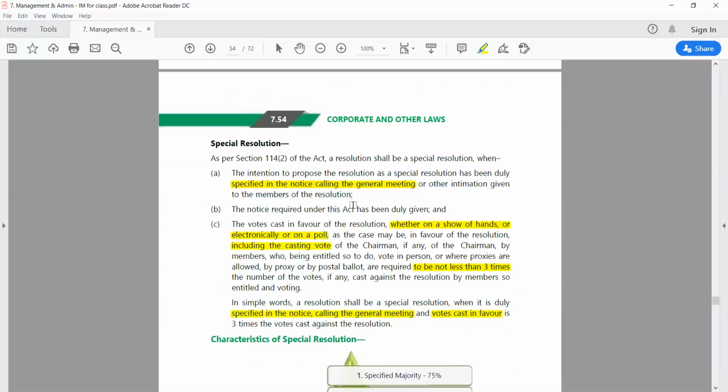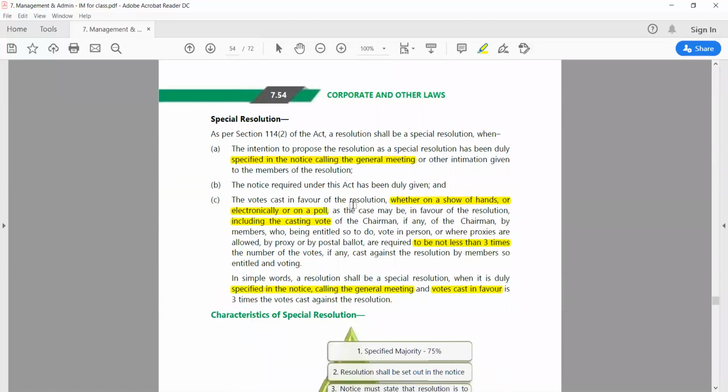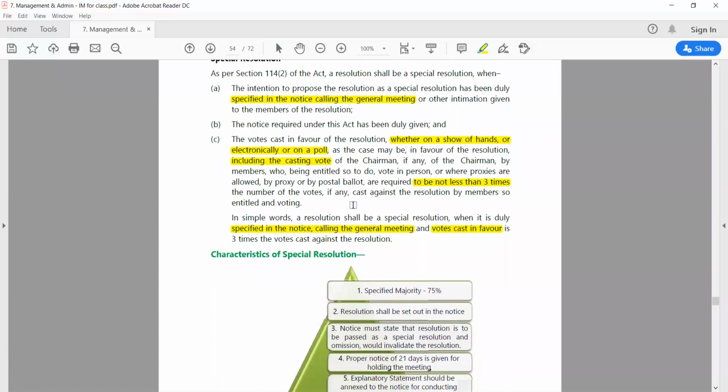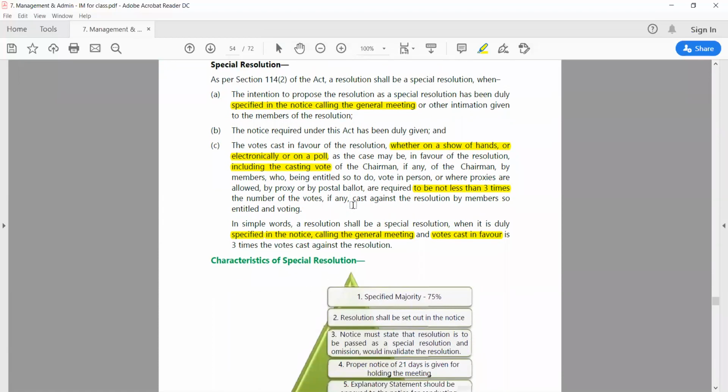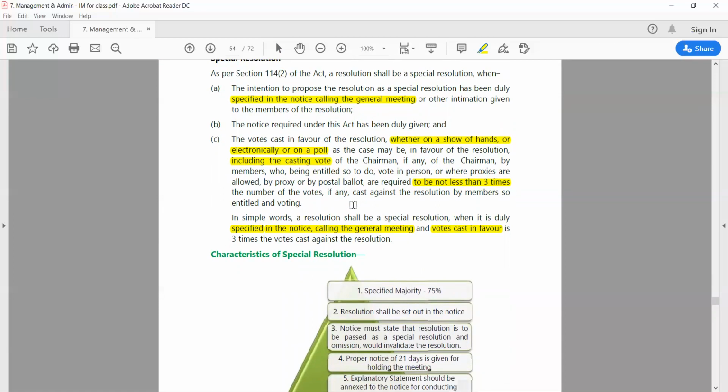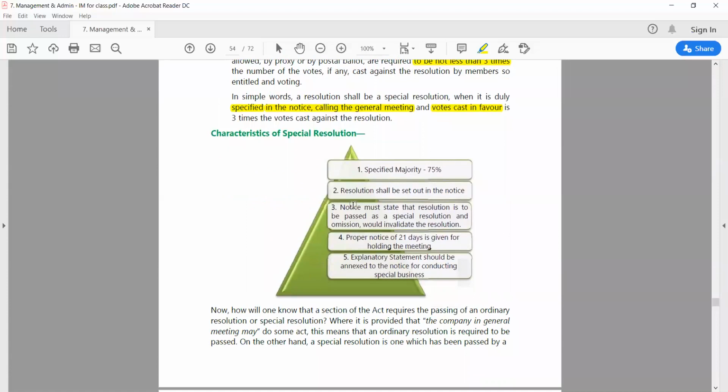But special resolution is not like that. Many people say that three-fourths of the votes in favor against the votes cast means special resolution. No, there are 5 characteristics of special resolution which we should consider. So we'll go one after another. Let's not bother with the details inside and see what the point is. Directly we'll go into the characteristics so that you will understand the crux of it. Specified majority, 75% should be there.